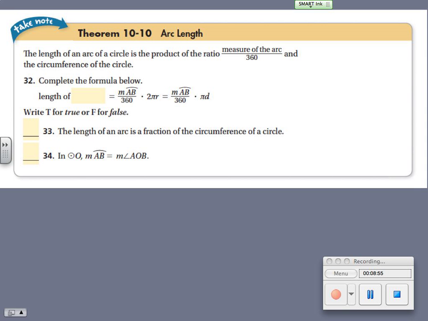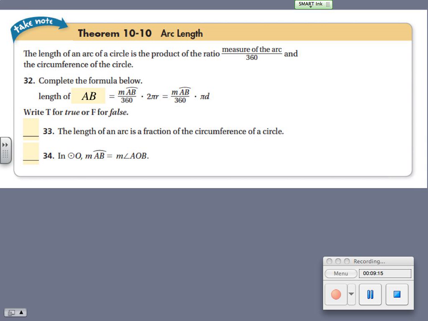The length of arc AB equals the measure of arc AB divided by 360 times 2 pi r, which also equals the measure of arc AB divided by 360 times pi times the diameter. So let's look at a couple of questions.